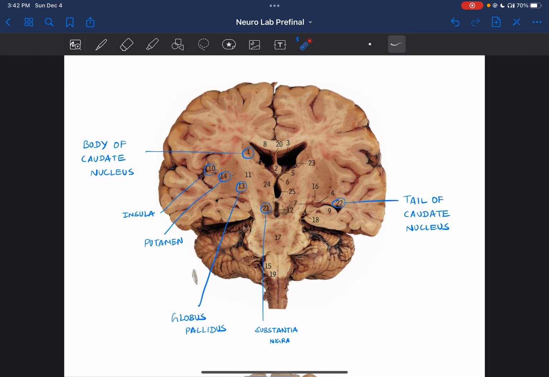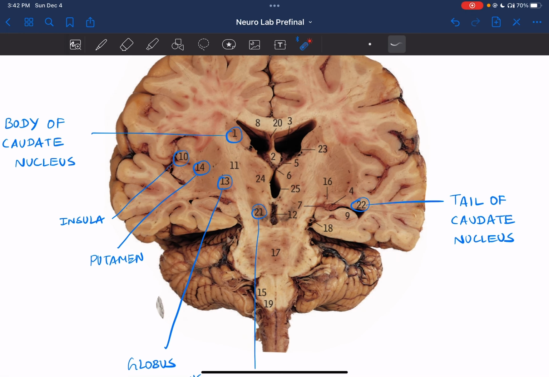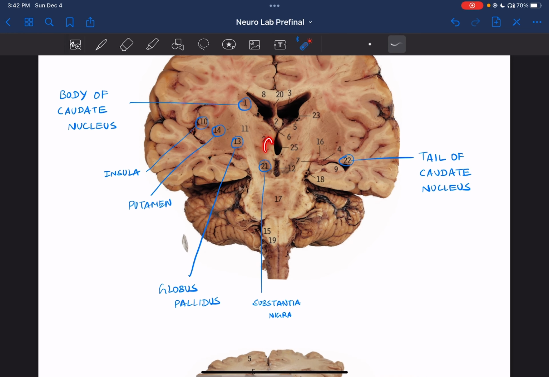Now, here's another section. This is more of a coronal section of the brain. So in this section, first, again, let's identify where the thalamus is. So the thalamus is basically going to be right here in this part. So this 25 is your thalamus. Okay, just inferior to this thalamus, you have your substantia nigra.